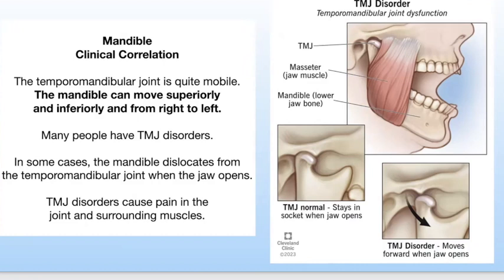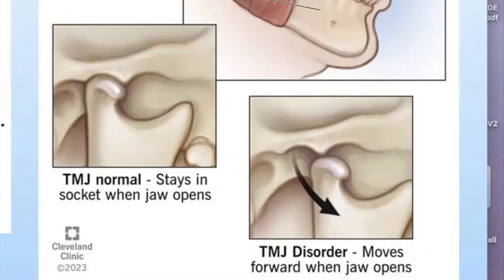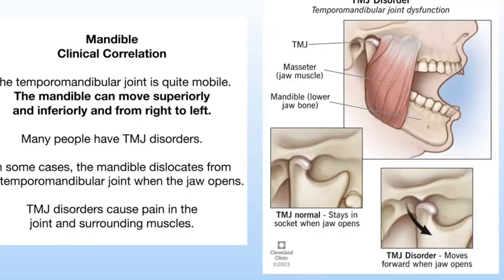And many people have temporomandibular joint disorders. In some cases, the mandible dislocates from the temporomandibular joint when the jaw opens. So if we look at the picture here at the bottom right, they're showing the condylar process of the mandible slipping out of the temporomandibular joint when the jaw opens. That occurs in some cases. There can be other things going on in this joint that can cause a problem. But in general, we can say that temporomandibular joint disorders cause pain in the joint and surrounding muscles.